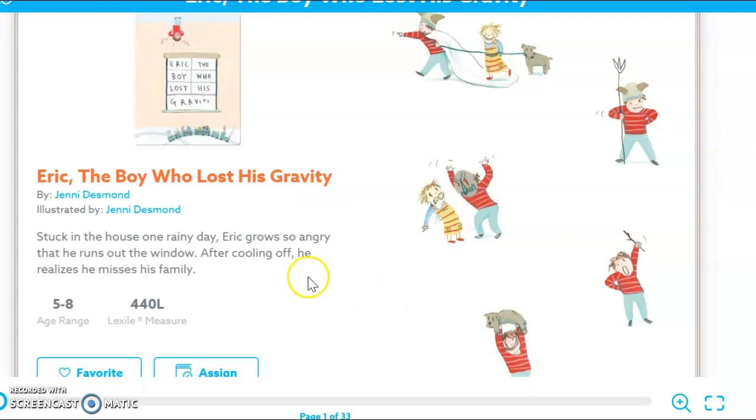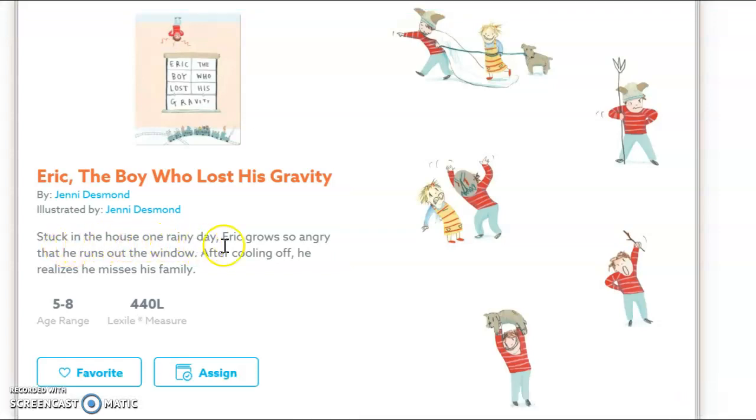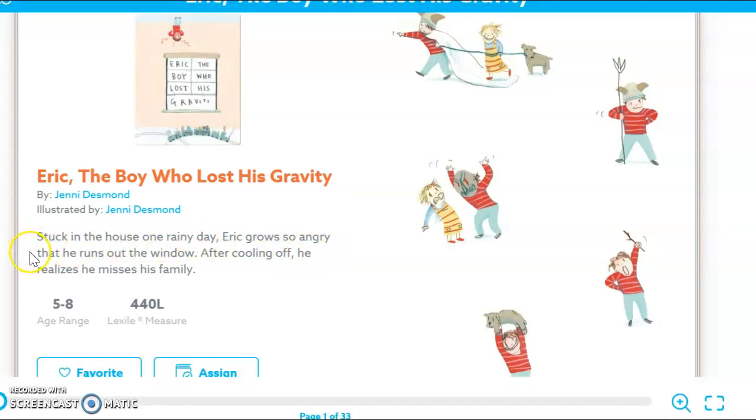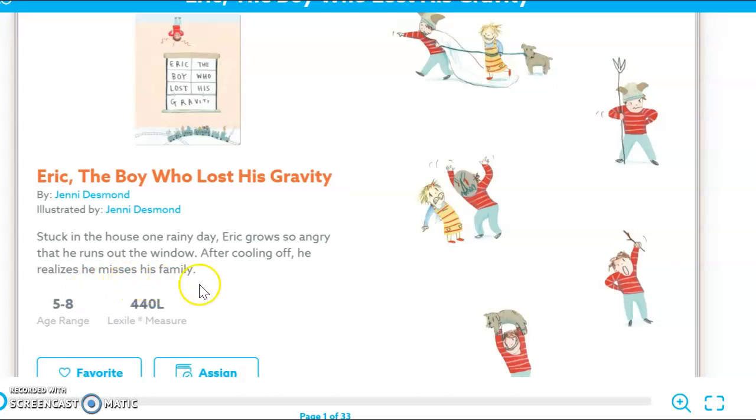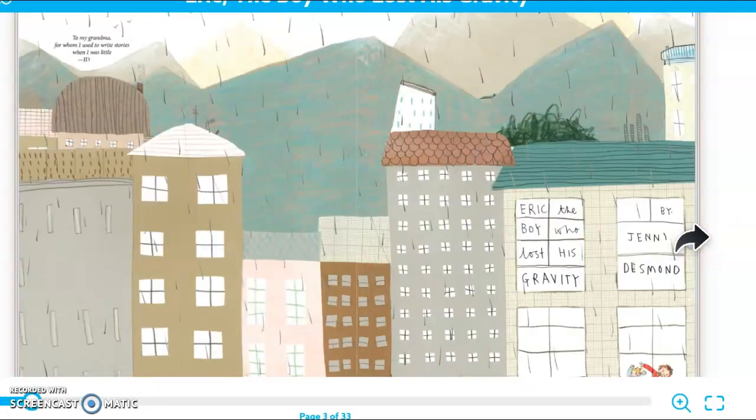Let's take a look inside this story. It gives us a little summary here. It says, stuck in the house one rainy day, Eric grows so angry that he runs out the window. After cooling off, he realizes he misses his family. Let's take a peek inside. Here we go.